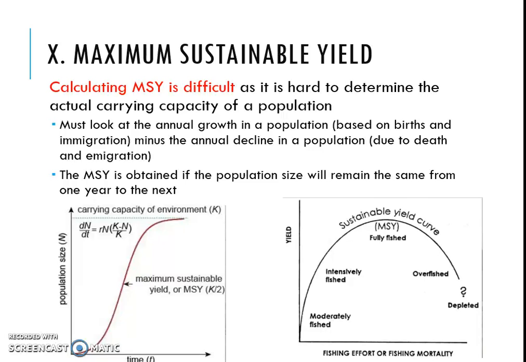So I can look at the annual growth of the population, which is related to births and how many fish are immigrating or coming into the population. And I can minus the deaths and how many are leaving the population. So this is really confusing stuff, I agree, but really I should only fish what I need to, right, so that my fish come back to carrying capacity.